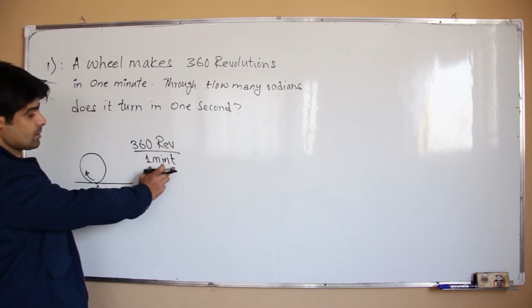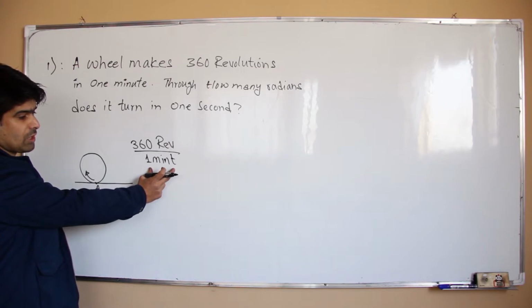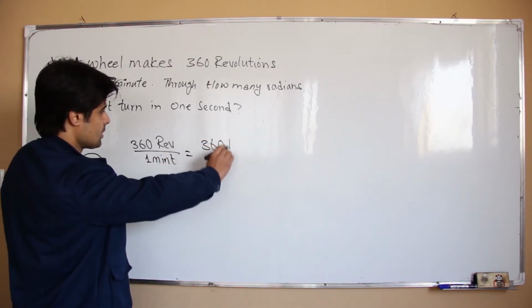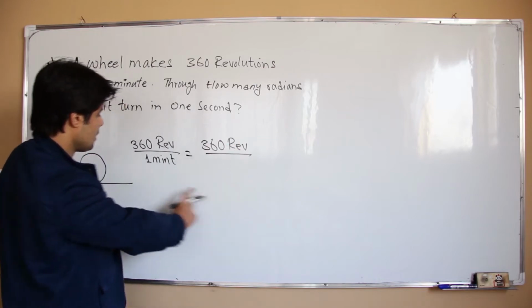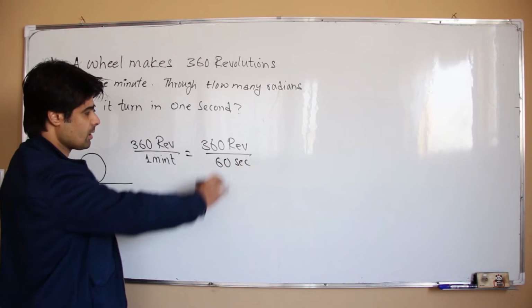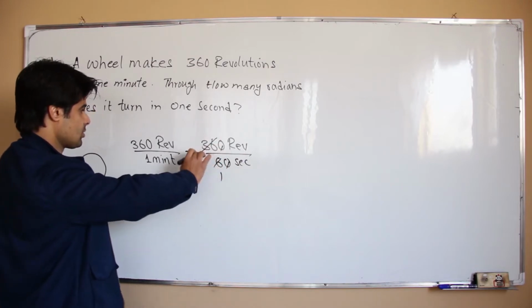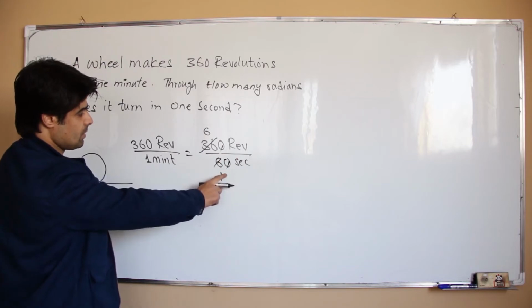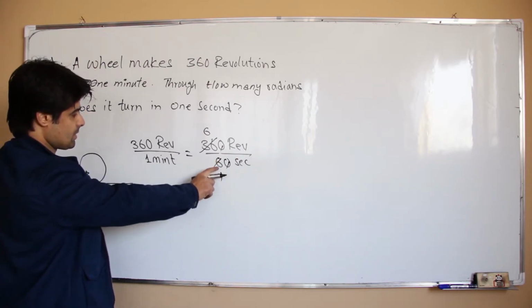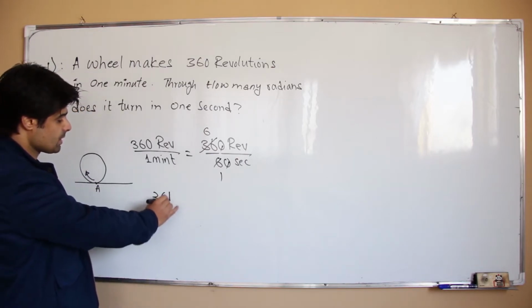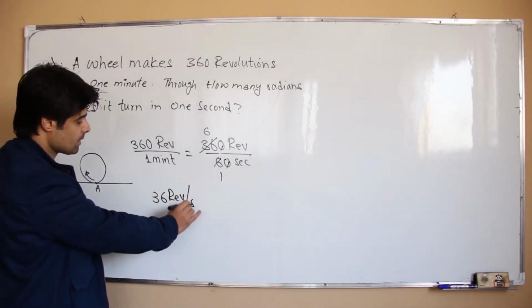First, this time should be converted to seconds. So 360 revolutions in 1 minute, which is 60 seconds. Am I right? Yes. So we will have a cancellation here. 0 with 0 cancels, and 6 times 6 is 36. So it is 36 revolutions in 1 second.